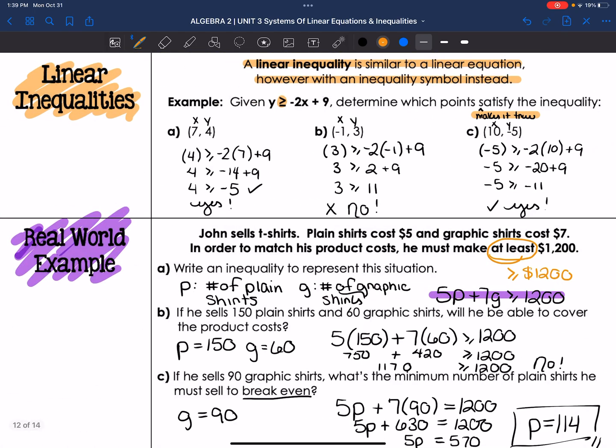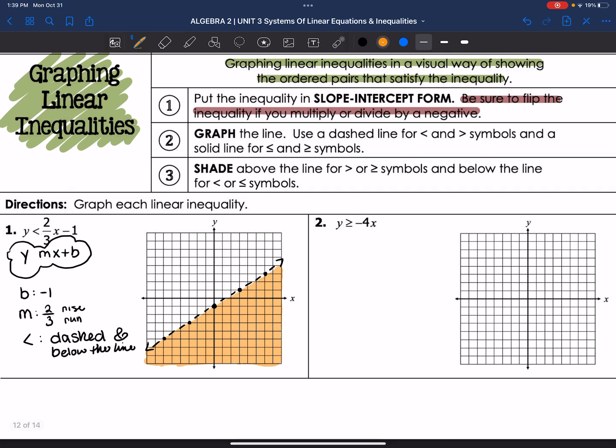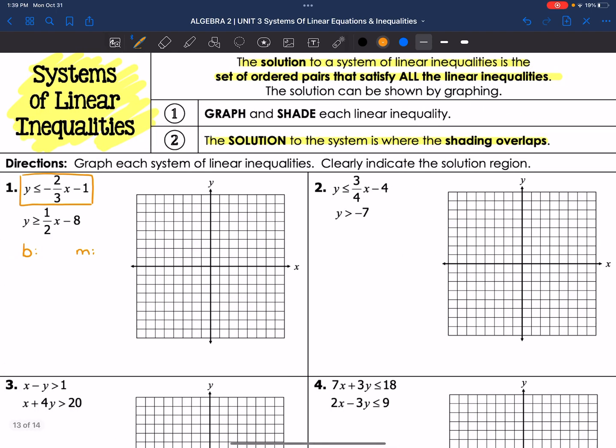I'm going back to what we saw yesterday. In order to graph just a linear inequality, you want to begin by making sure it's in slope-intercept form and then graphing that line. So our b value, where we begin this graphing, is at negative 1. So I'll plot that point as my y-intercept. And then our m is a negative 2 over 3. That's how we move. That means I'll go down 2, to the right 3.